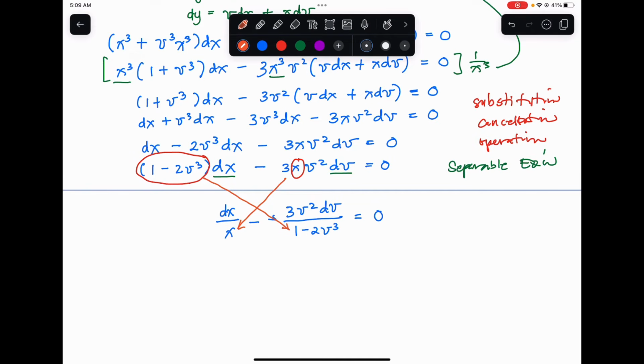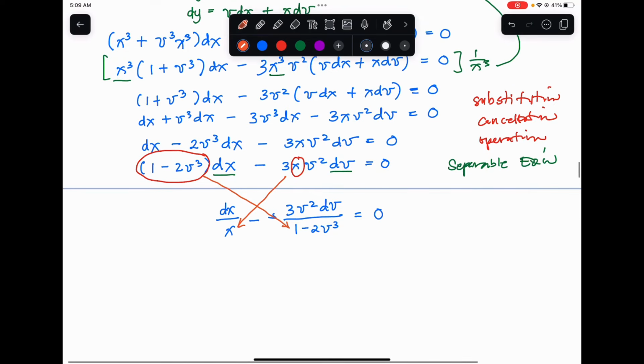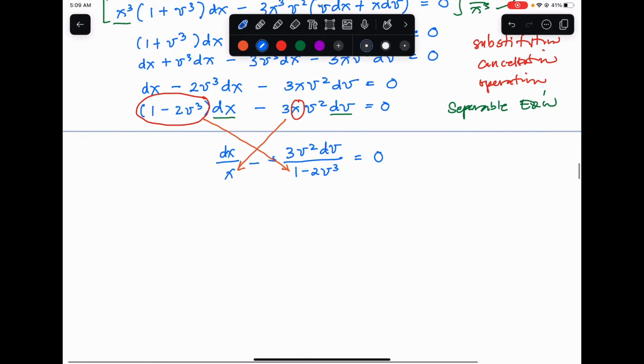So dx over x minus 3v squared dv all over 1 minus 2v cubed is equal to 0. So now we do the integration. So what would be the integration? dx over x is ln x. But how about 1 minus 2v cubed?